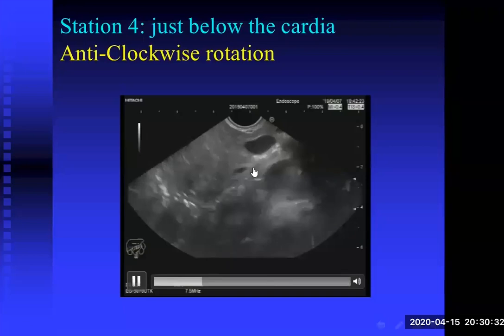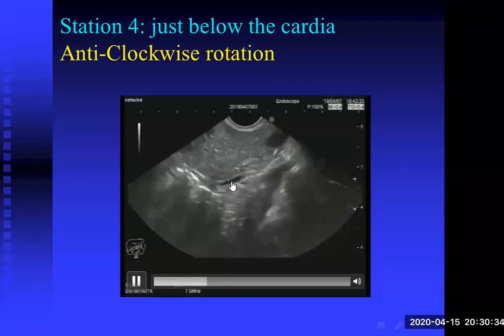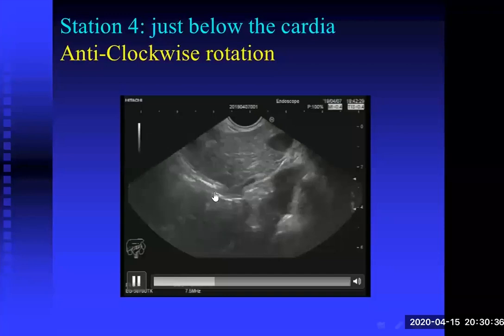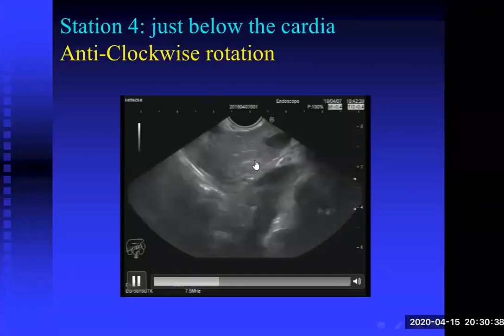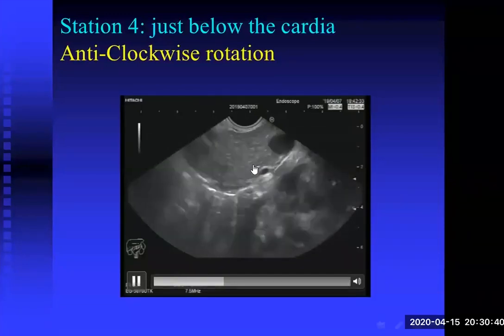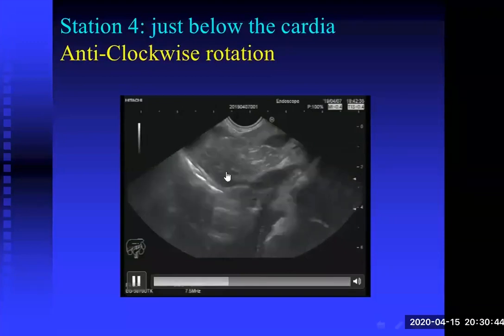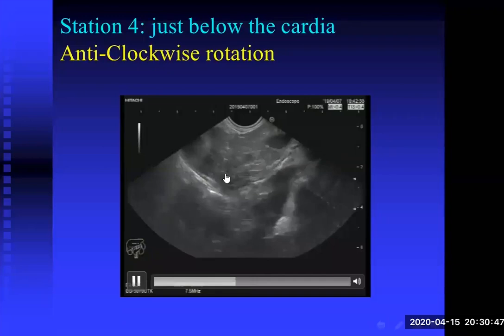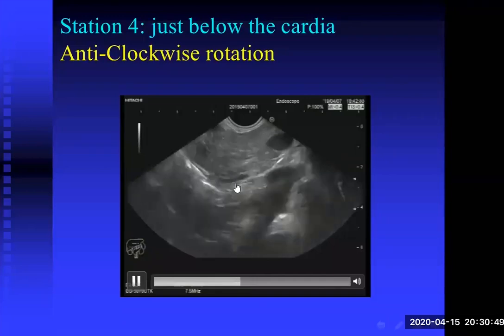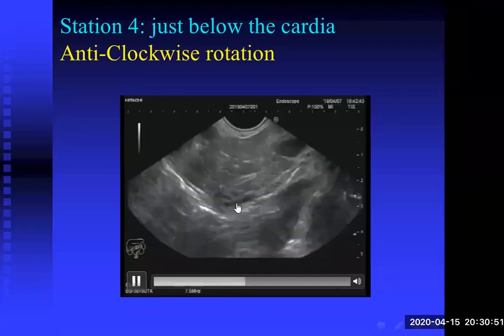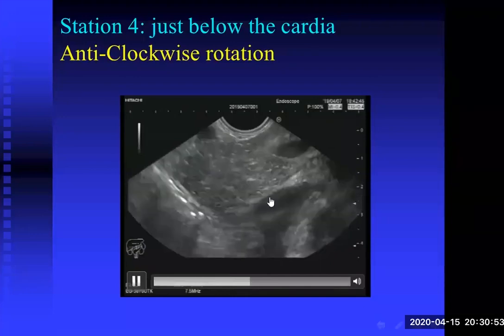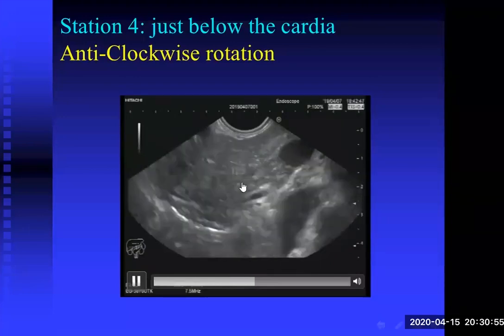Yeah, this is the common bile duct, the whole length of the common bile duct, air inside the second part of the duodenum, and expecting here to find the pancreatic duct joining the common bile duct. Yes, appearing here. Yeah, it starts to appear. This is the pancreatic duct joining the common bile duct. Yes, this is the common bile duct. And this is the pancreatic duct.